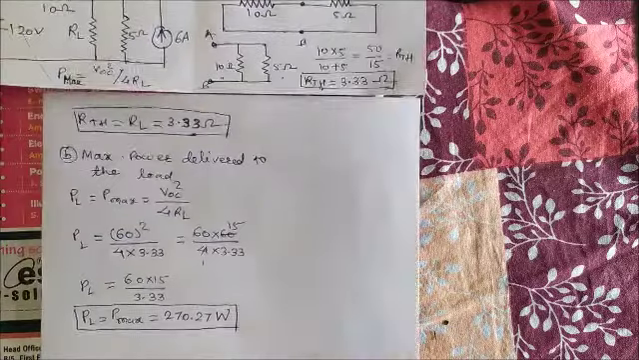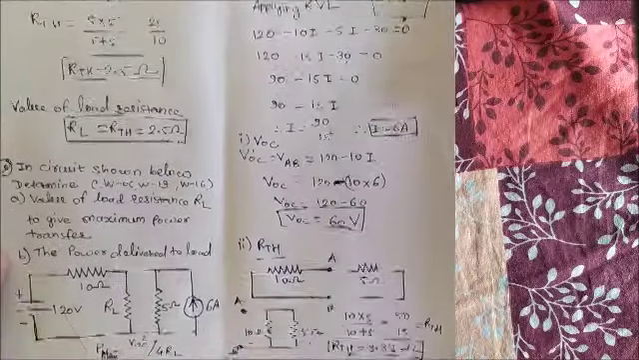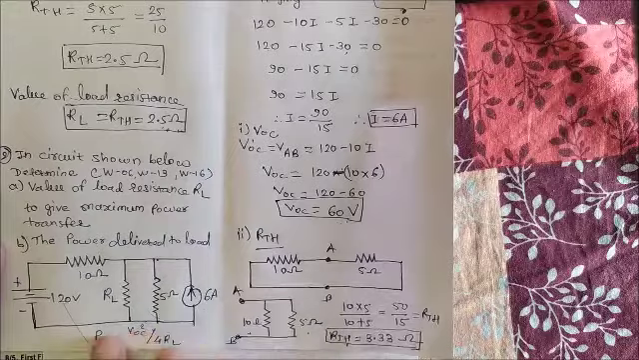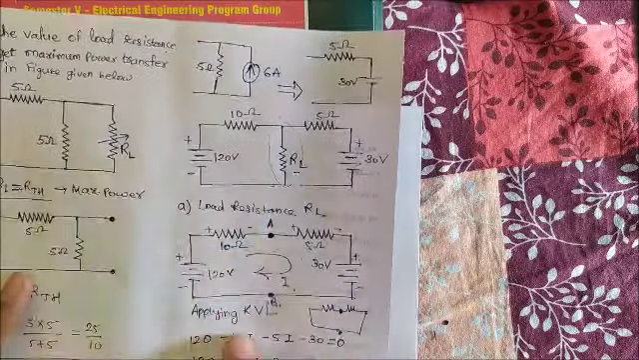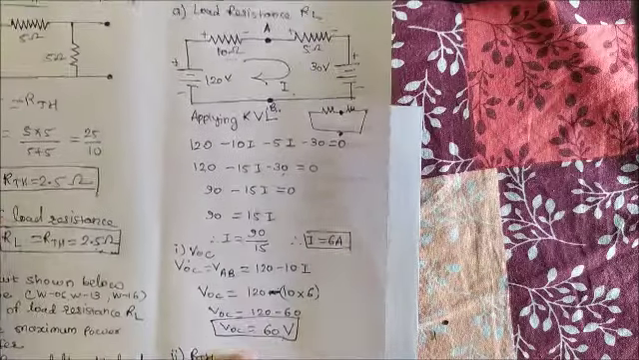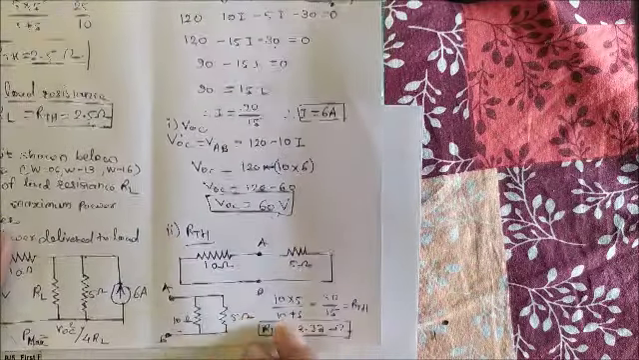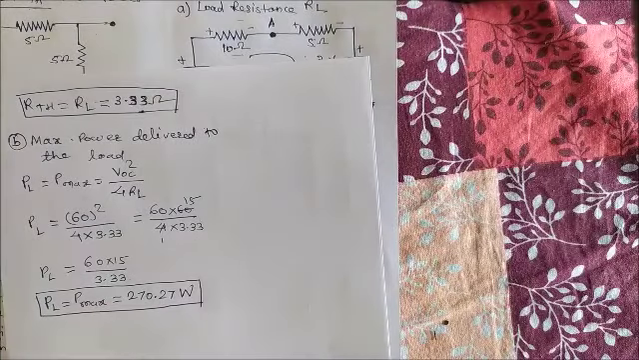So I hope you must have understood how to solve this numerical. If the current source is given in this, try to solve it by doing the source transformation. After doing the source transformation, calculate the Thevenin's equivalent resistance and open circuit voltage, and then you will get the value of load resistance, and then we can calculate the maximum power.